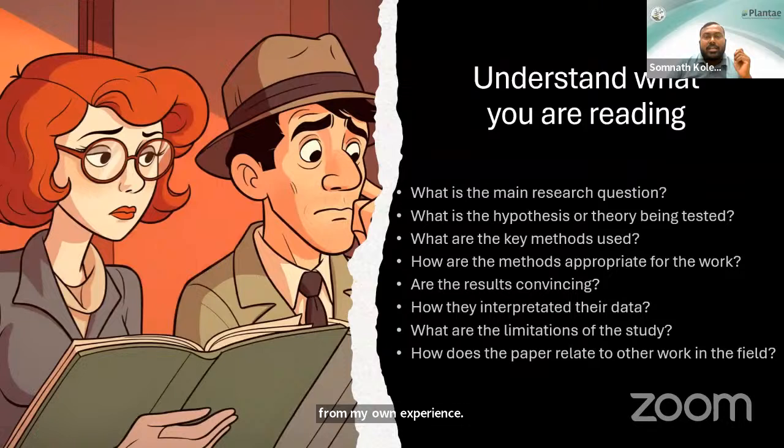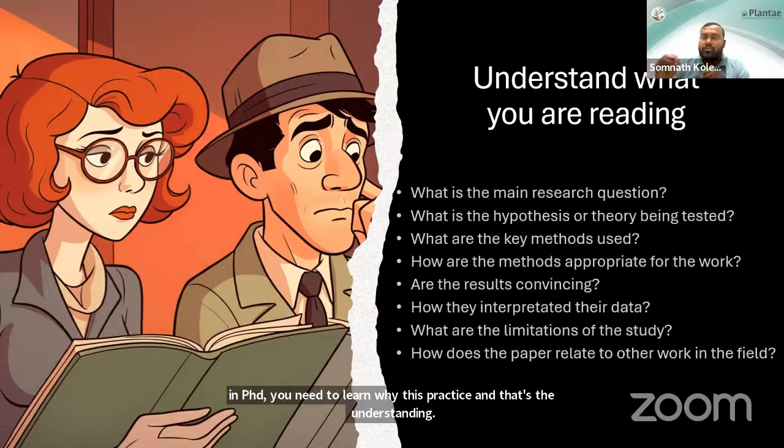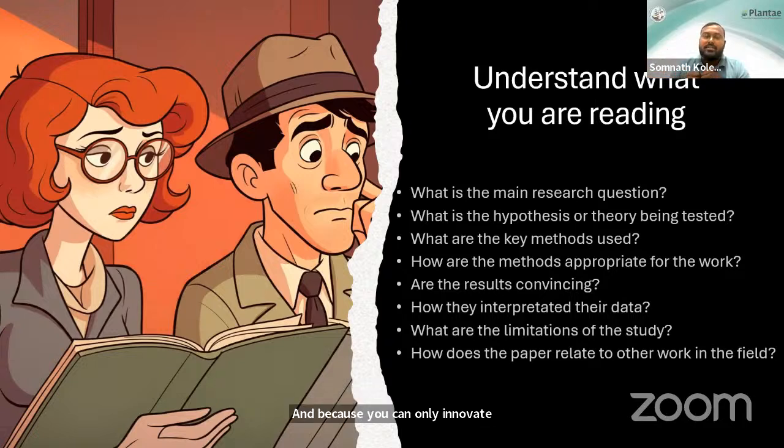So first, in my opinion, the biggest difference between undergrad or master level study and a PhD is the shift from simply knowing to truly understanding. For example, in undergrad, you are learning a fact, and that's knowing. But in a PhD, you need to learn why this fact is a fact, and that's understanding. Because you can only innovate when you truly understand the underlying mechanism.